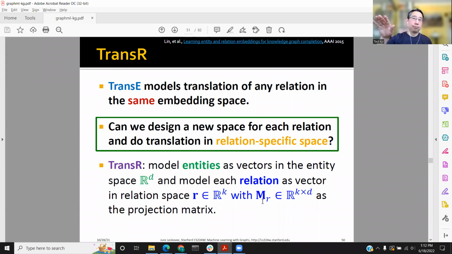our default embedding space into a relationship specific space. So for every relationship type now, in addition to having a relationship vector, we also are going to have a relationship matrix that maps our embeddings into a different unique space just for that relationship.